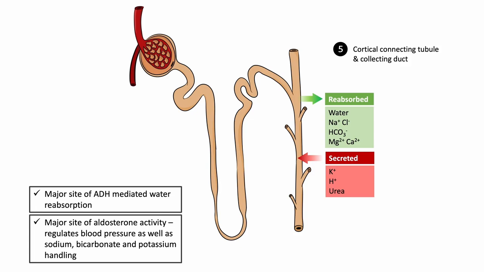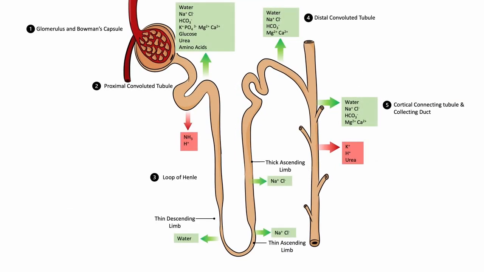Aldosterone is a mineralocorticoid released by the adrenal glands in response to angiotensin II, thereby influencing sodium and bicarbonate reabsorption and potassium and hydrogen secretion at this site. Mineralocorticoid receptor antagonists are a common class of potassium-sparing diuretics that act at the site of the mineralocorticoid receptor. There you have it, an overview of nephron function.